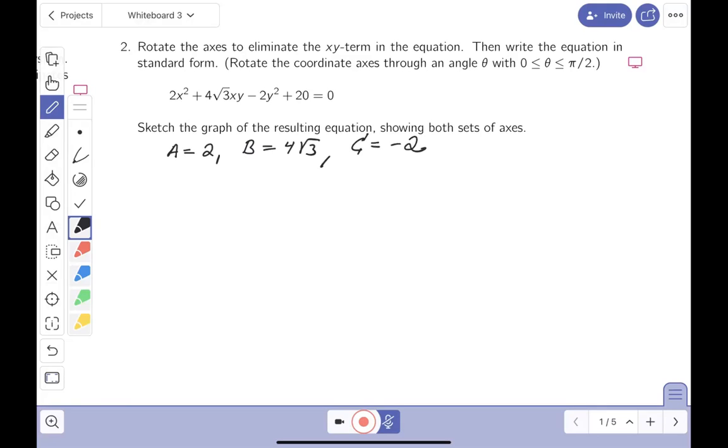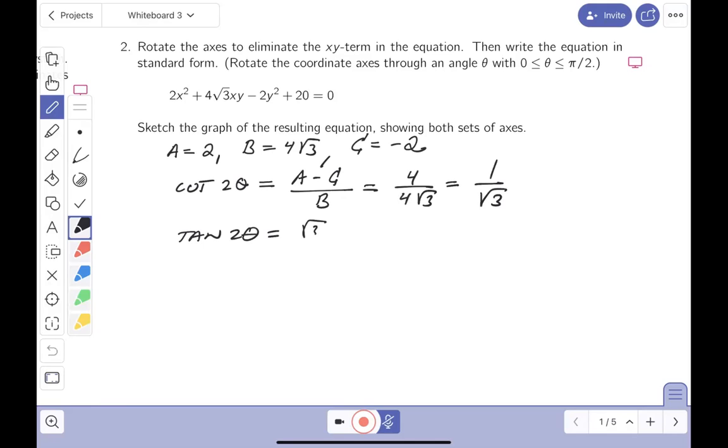Now remember the formula that we're going to use for this. The formula we're going to use is the cotangent of 2 theta is equal to a minus c over b. What do you get? Well, what's a minus c? That's going to be 2 minus negative 2, which is 4. And what do you get on bottom? B, which is 4 root 3. This is 1 over root 3. Now, this is me, I don't like the cotangents. I'm going to write down the tangent of 2 theta is really root 3 over 1.